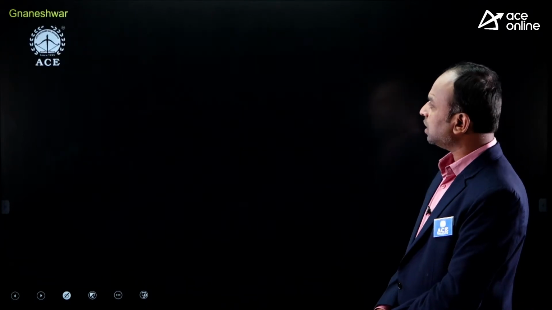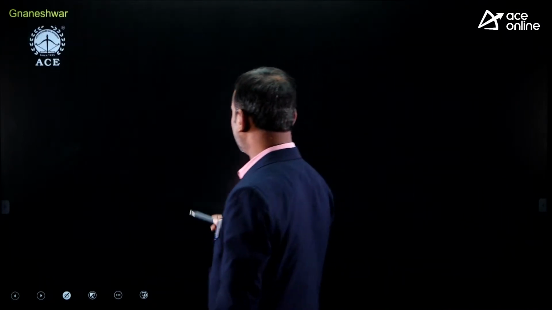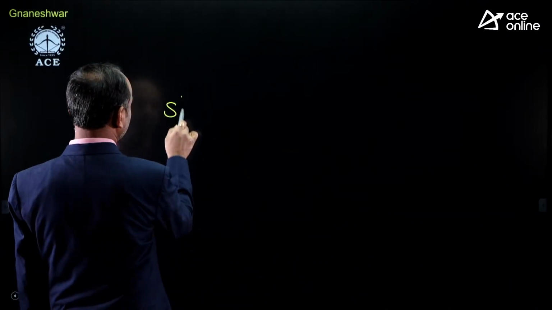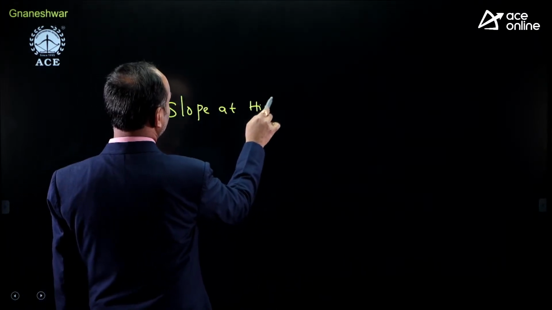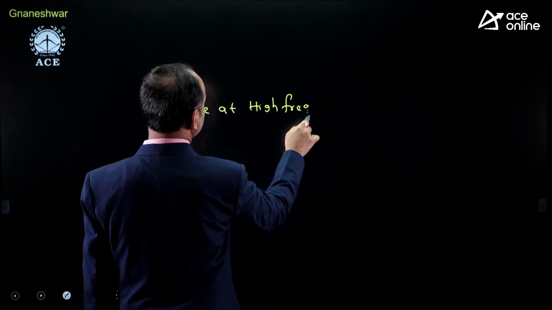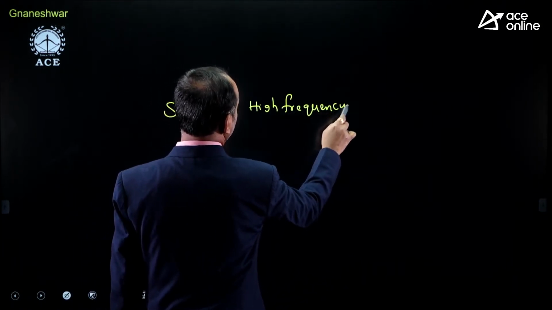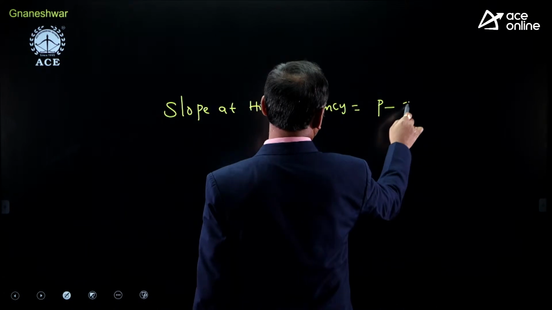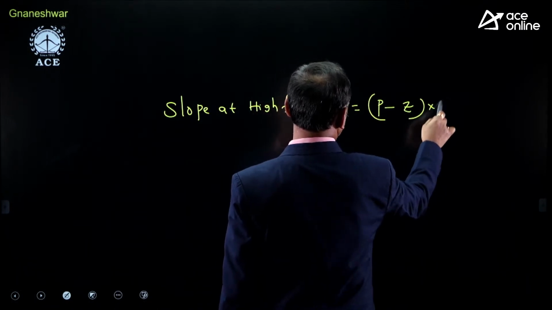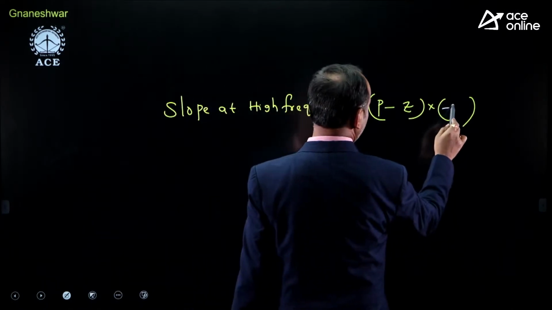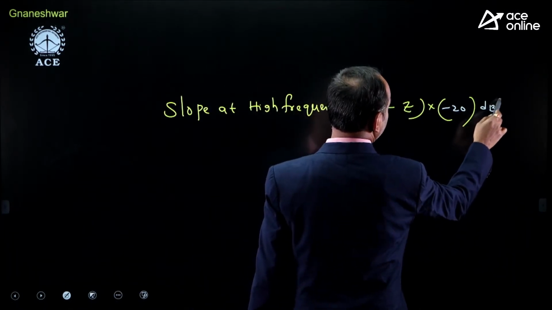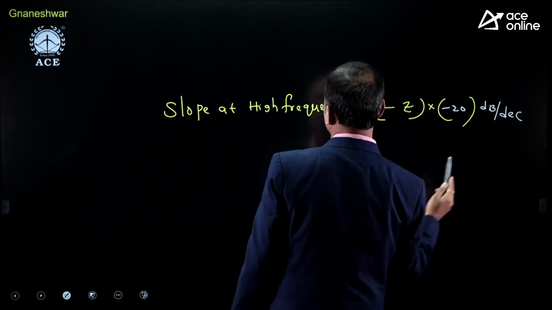Now, at high frequency, what is the slope? The formula for high frequency slope is: number of poles minus number of zeros, multiplied by minus 20 dB per decade.